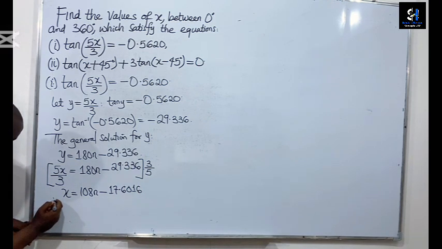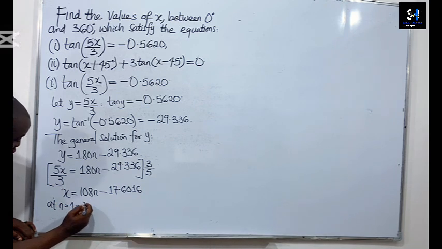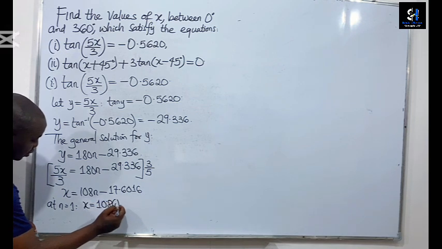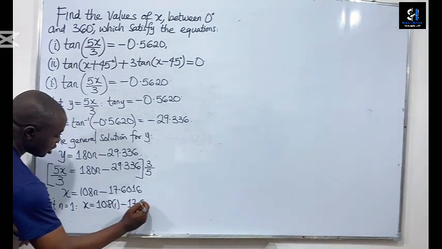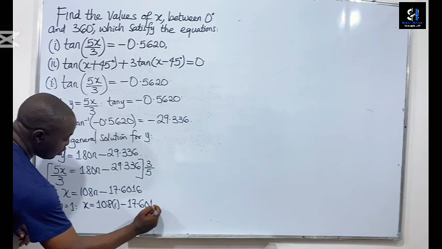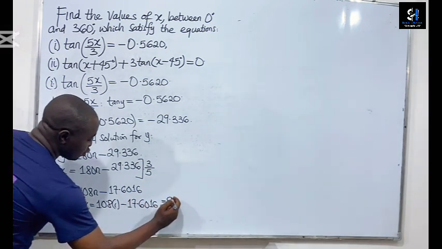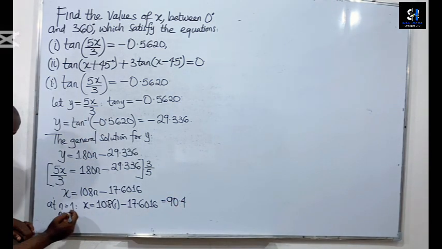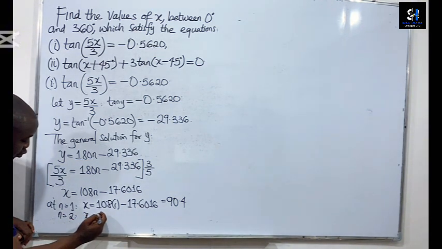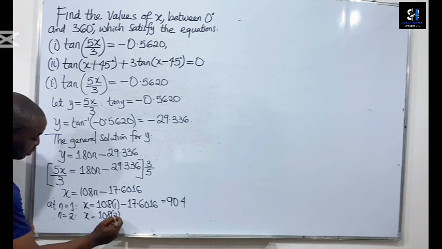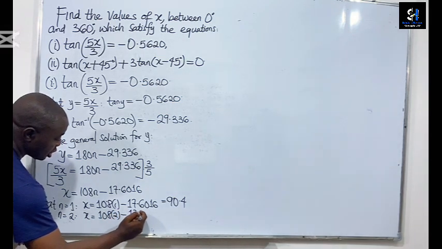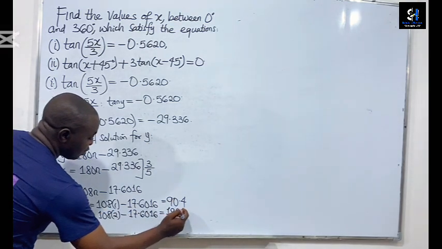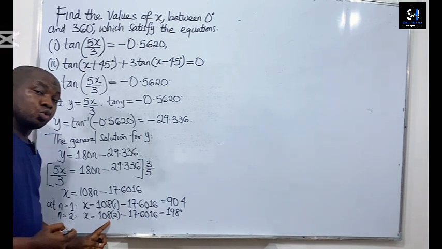At n equals 1, we're going to have x equal to 108 multiplied by 1 minus 17.6016, which will be equal to 90.4. Now at n equals 2, x will be equal to 108 multiplied by 2 minus 17.6016, and this will be approximately 198 degrees, because this will give us 216 minus 17.6016.